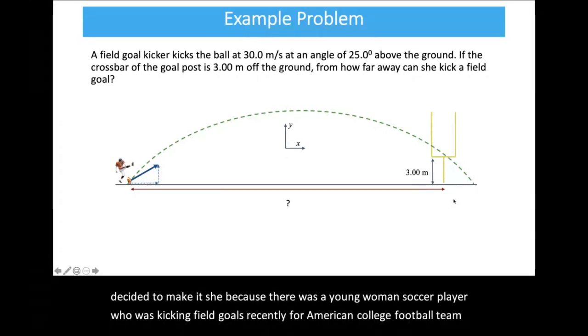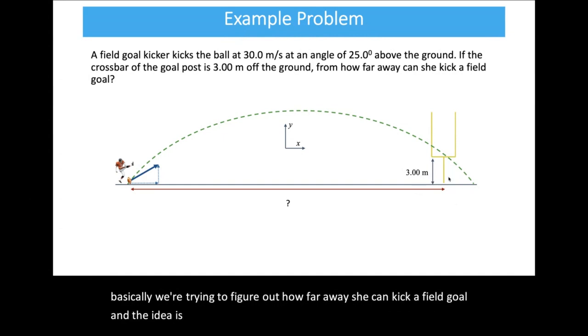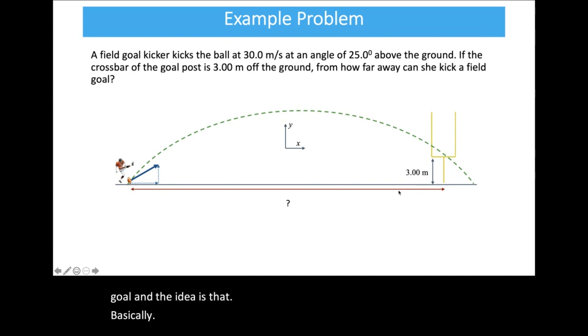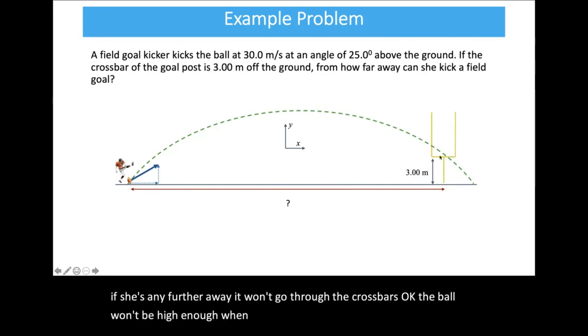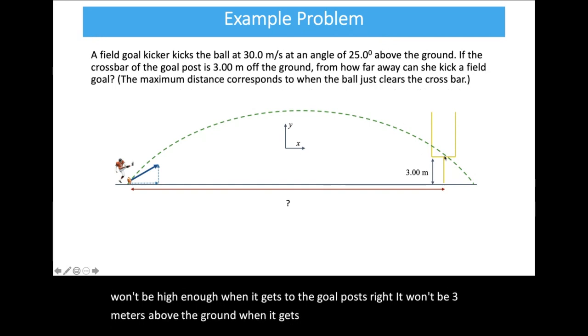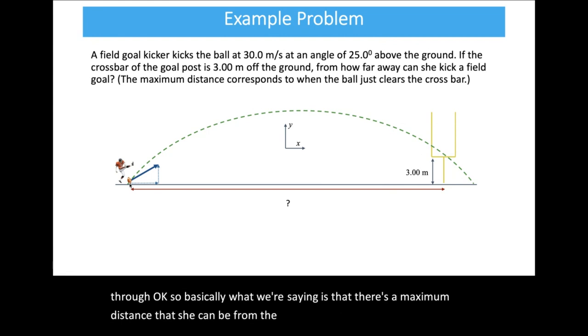So, basically, we're trying to figure out how far away she can kick a field goal. And the idea is that there's a maximum distance that she can be from the field goal posts. And if she's any further away, it won't go through the crossbars. The ball won't be high enough when it gets to the goal posts. It won't be 3 meters above the ground when it gets here, and so it won't make it through. So basically what we're saying is that there's a maximum distance that she can be from the goal posts so that the ball just clears the crossbar.